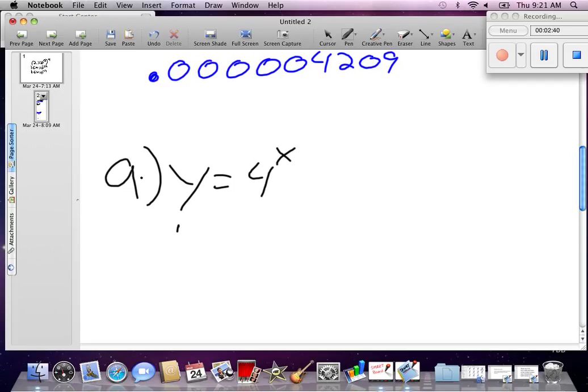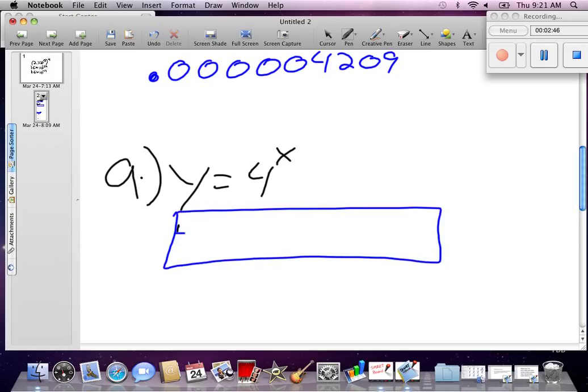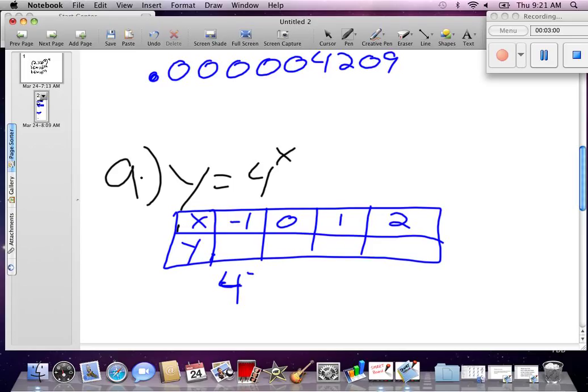So what's the first thing we have to do in order to graph it? We have to make a what? Table or chart. Yep. And what numbers do I put in that table? We just have to do -1, 0, 1, and 2. If you put -2, that's totally fine, but you're not required. Okay, so what is 4 to the -1 power? 1/4. Good, because we flipped it, because it's to a negative. 4 to the 0 power? 1. 4 to the first power? 4. And 4 squared? 16.